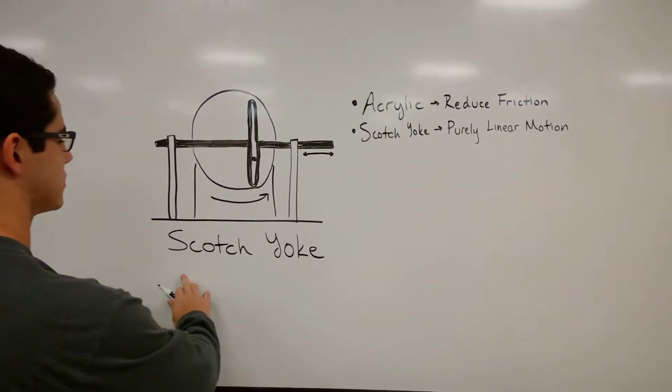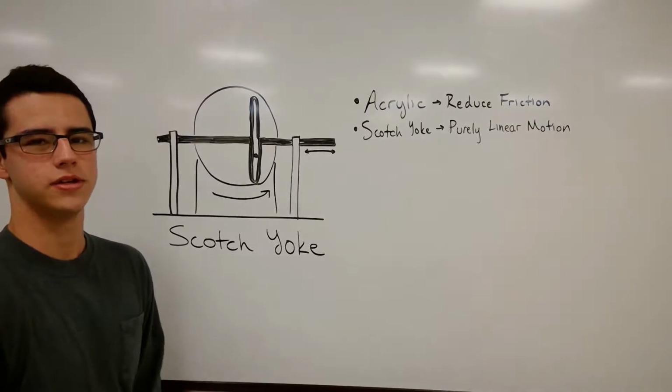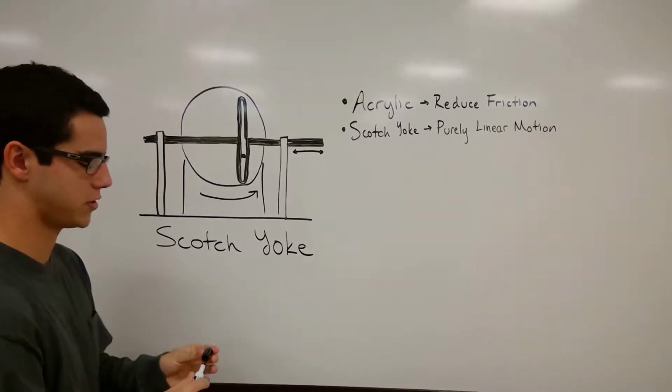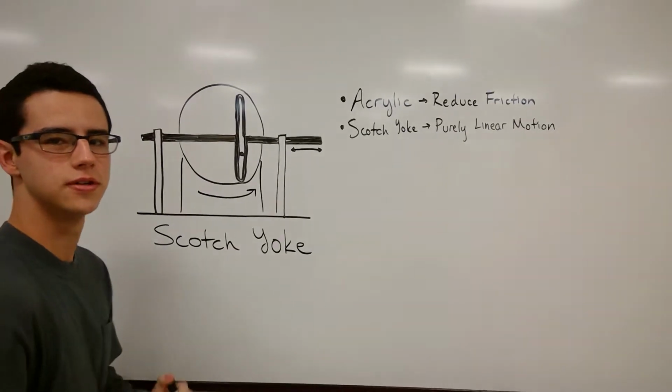So we decided to go with the Scotch yoke device because we wanted purely linear motion. And then we designed it out of acrylic to reduce friction, because that's the main source of error from previous groups.